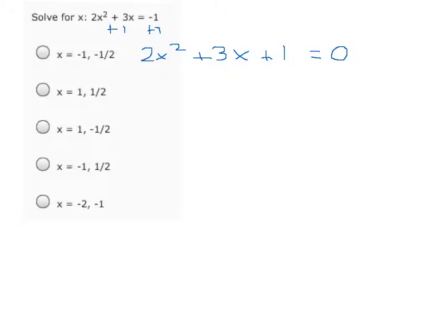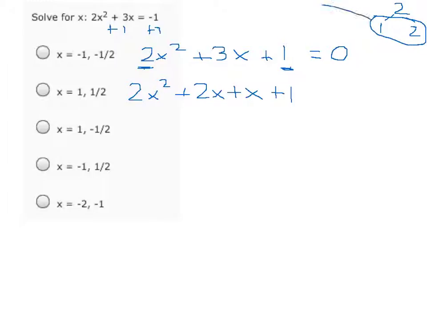And so if we remember that we want to multiply this leading coefficient here by the constant to get 2, and then we look for factors of 2, which we have a 1 and a 2. So we can rewrite this left side of the equation as 2x squared plus 2x plus x plus 1, because remember, you want to use these factors to just rewrite this middle x term. So we used our 2 and our 1 to rewrite that 3x, and that equals 0.